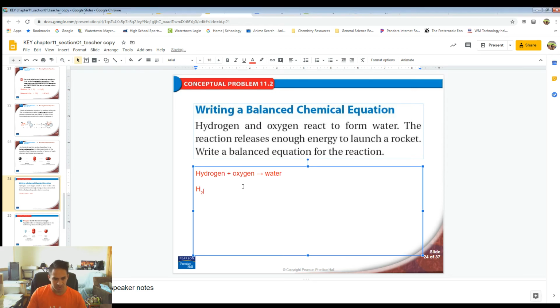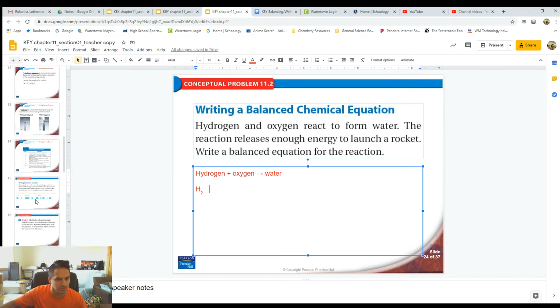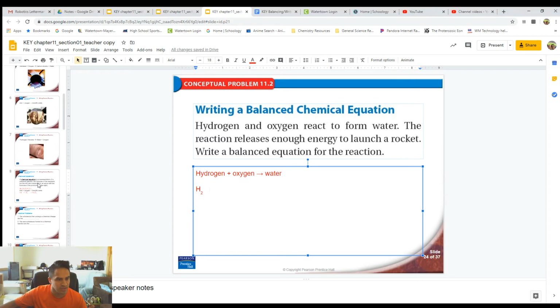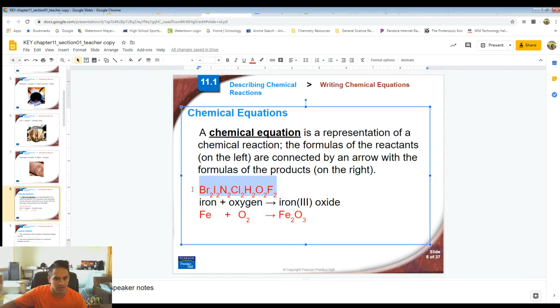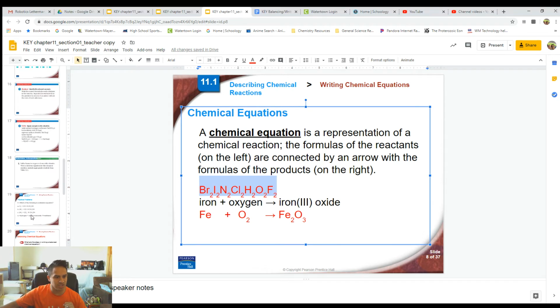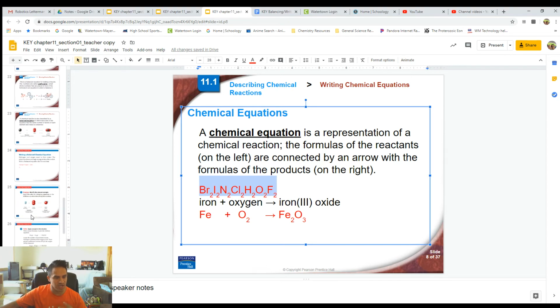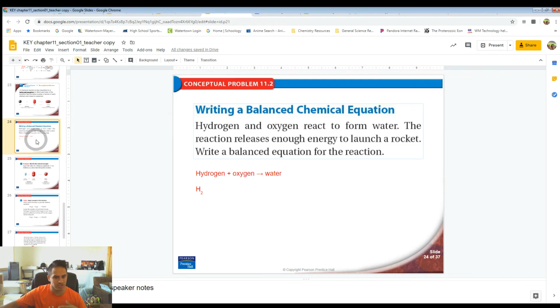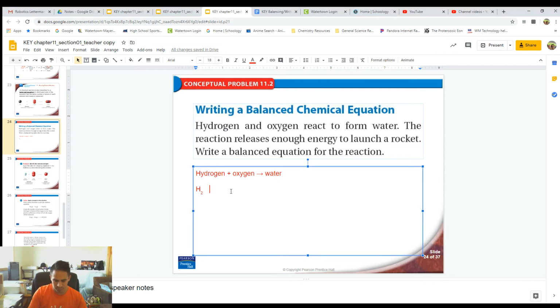So we have H2. Okay, so H2 is a Brinkelhoff. Again, just to remind you, let's go back to the stuff at the beginning I had written out. And that is here. These are all the elements that when they are by themselves, they are diatomic. There needs to be a 2 on them. So when we write H and O by themselves, it's H2 and O2, not just H and O. So H2 plus O2 makes H2O. That's our skeleton equation.